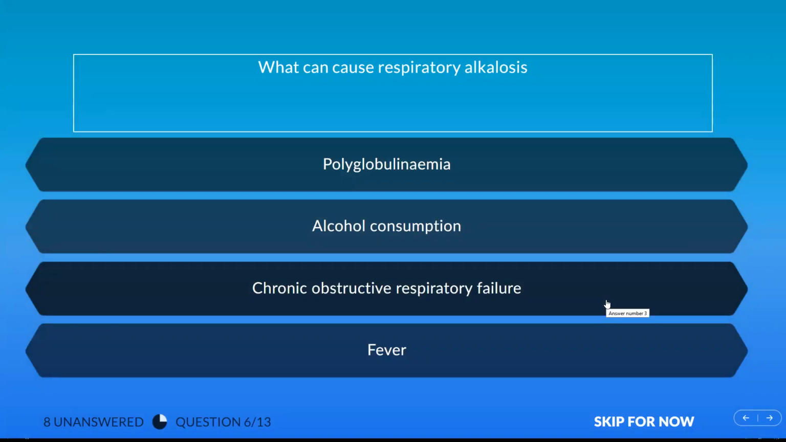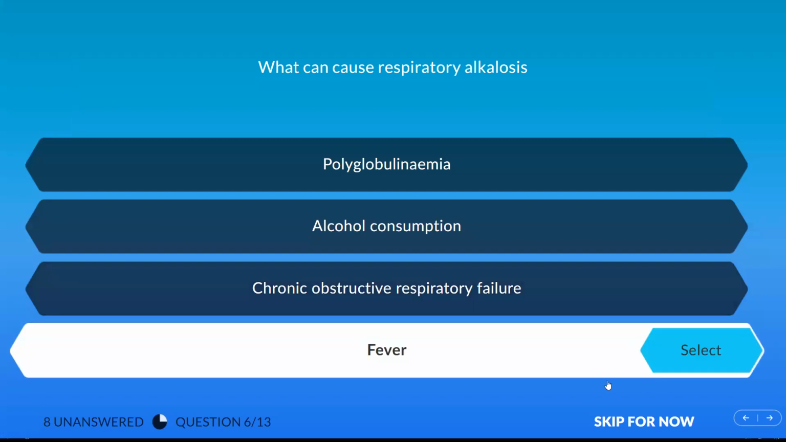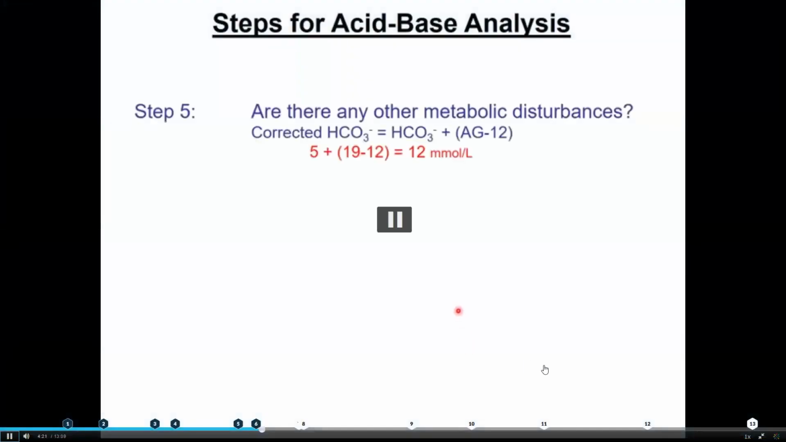Now, what can cause respiratory alkalosis out of this list? Fever. Yes, go there, click on the fever, and click select. The next one, because we do have an anion gap.